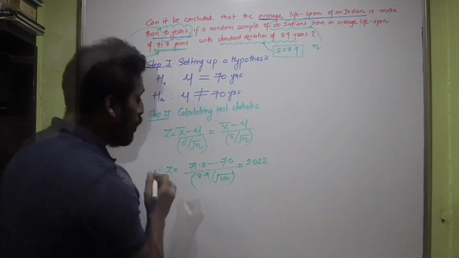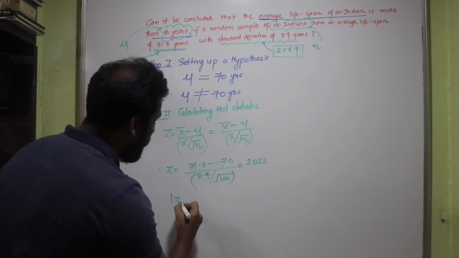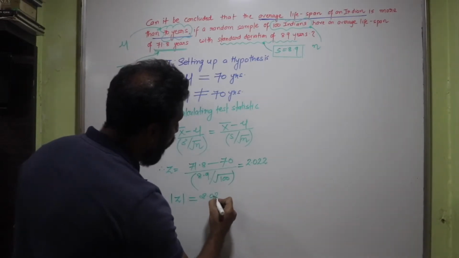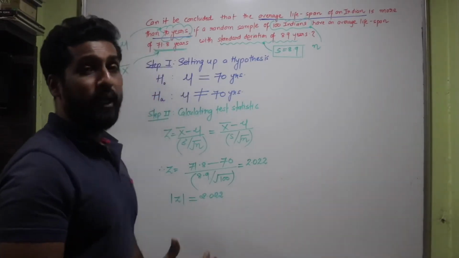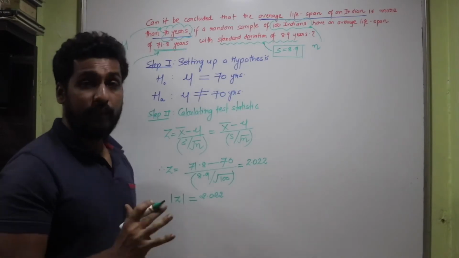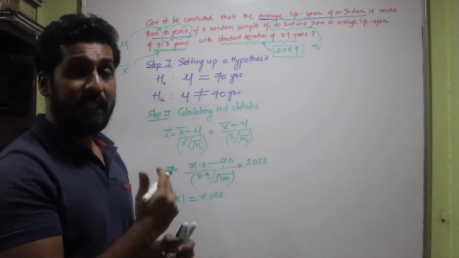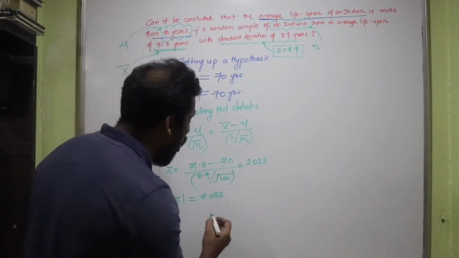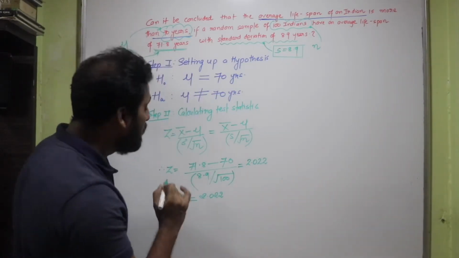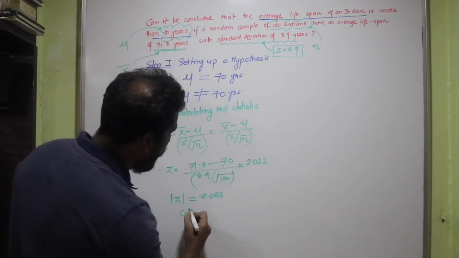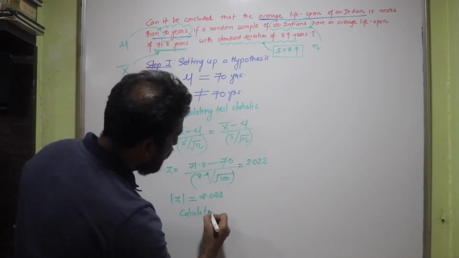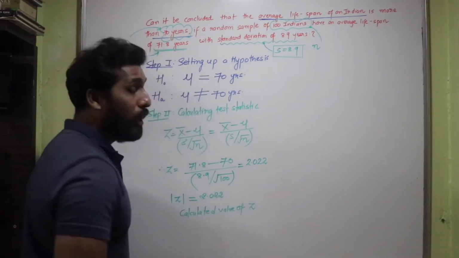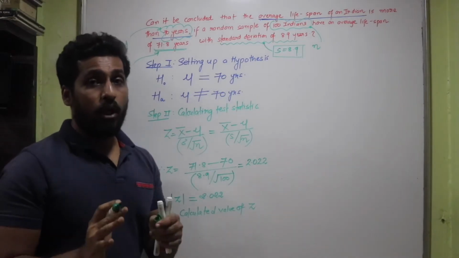Now students remember, this value of Z that you have obtained is the modulus of Z, and the value came 2.022, or you can take it as 2.02. When I say mod of Z, it means it is positive as well as negative value. This value of Z that I have obtained here is called the calculated value of Z.